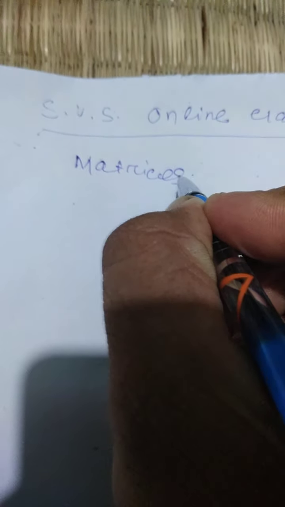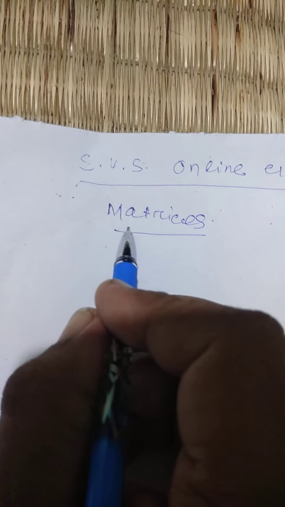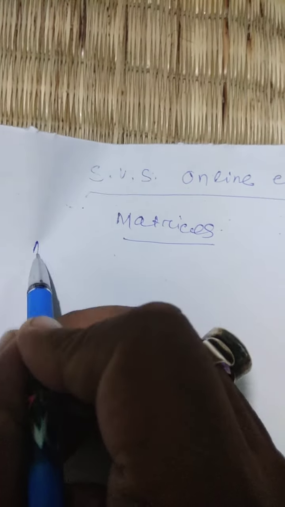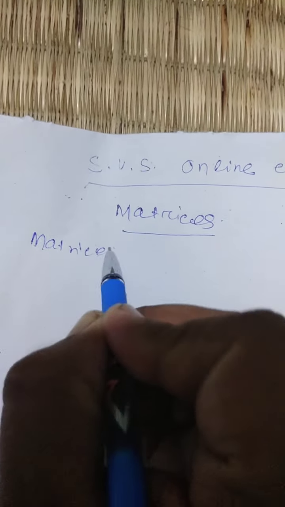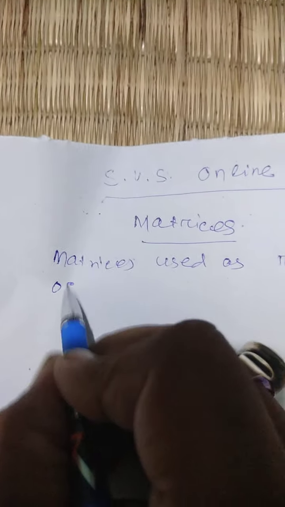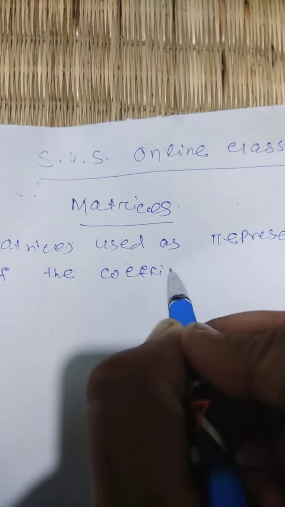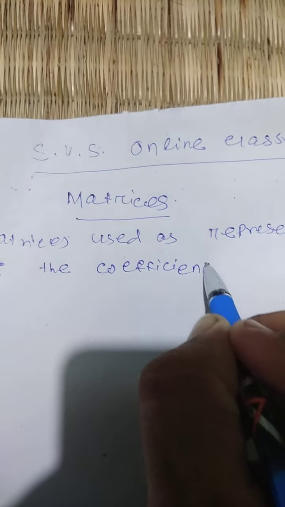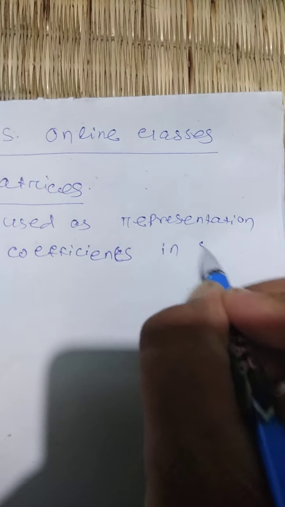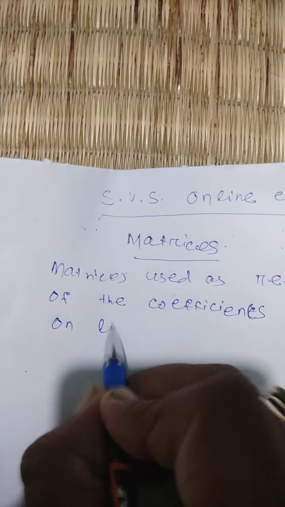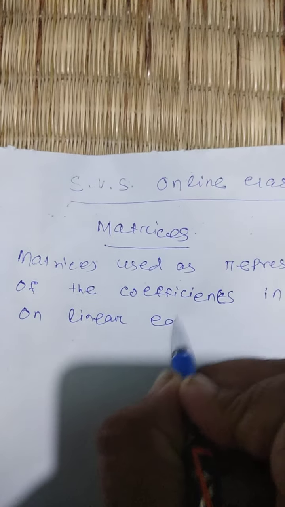This is mathematics class for standard 12 and the chapter is matrices. Clear? So first we will discuss what the uses of matrices are. Matrices are used as a representation of the coefficients in a system of linear equations.